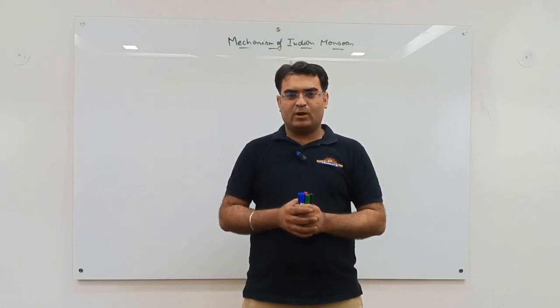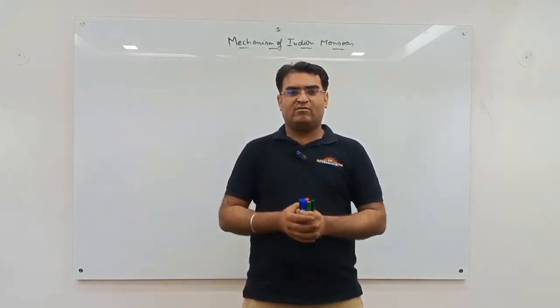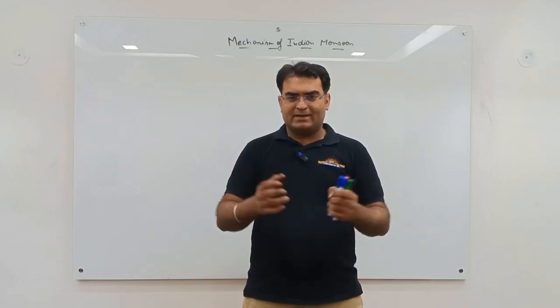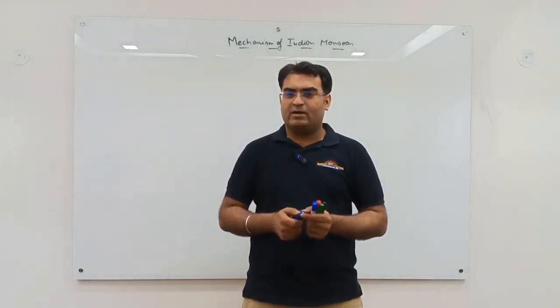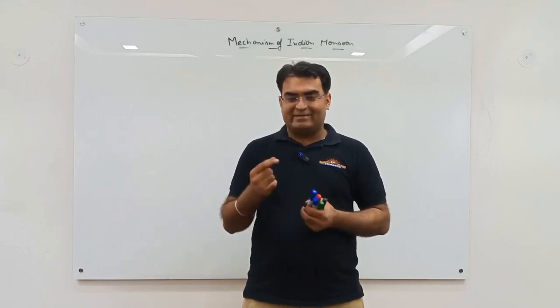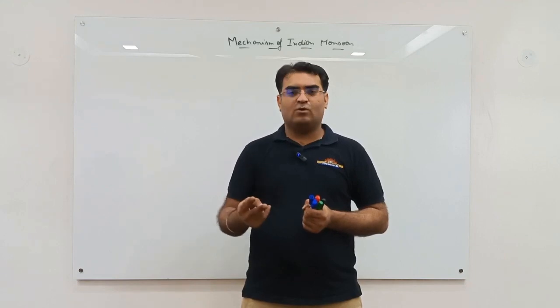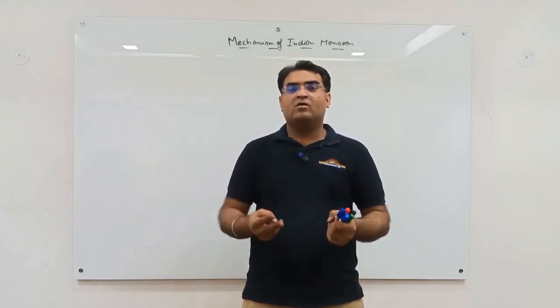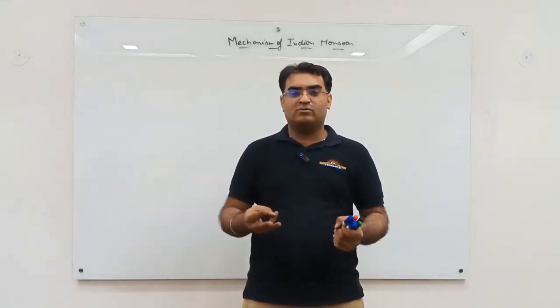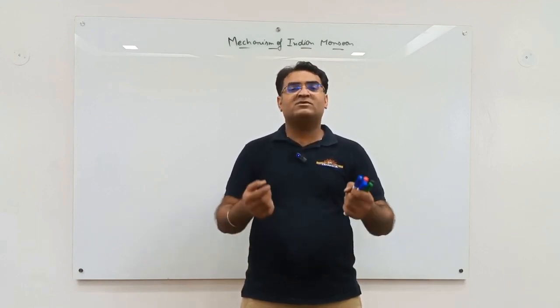Today we are going to talk about the mechanism of Indian monsoon. Before we move into the details of the mechanism of Indian monsoon, let's understand the seasonal cycle of India. When we talk about the seasonal cycles of India, we have the dry summer season, we have the advancing monsoon season, which is also known as our rainy season. We have the winter season, which is also known as the retreating monsoon season, as well as our spring season.